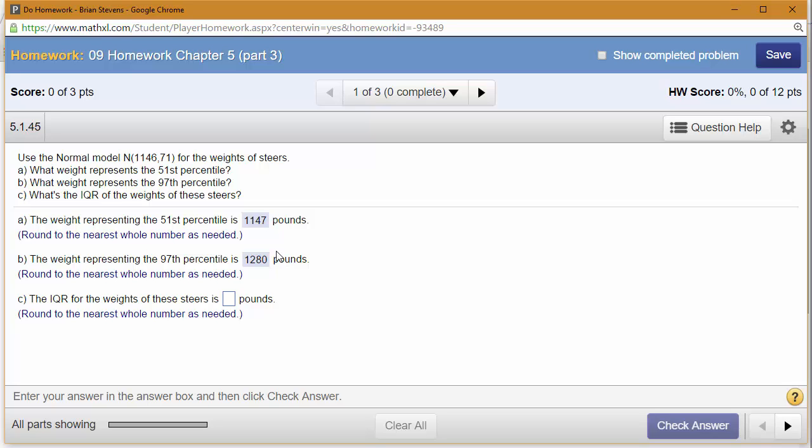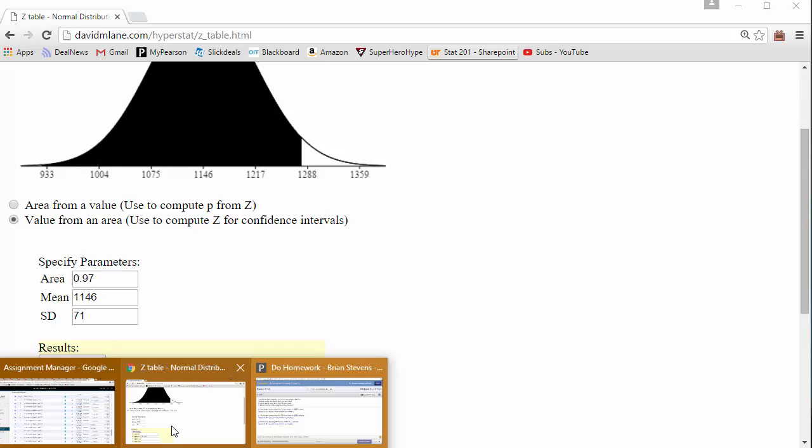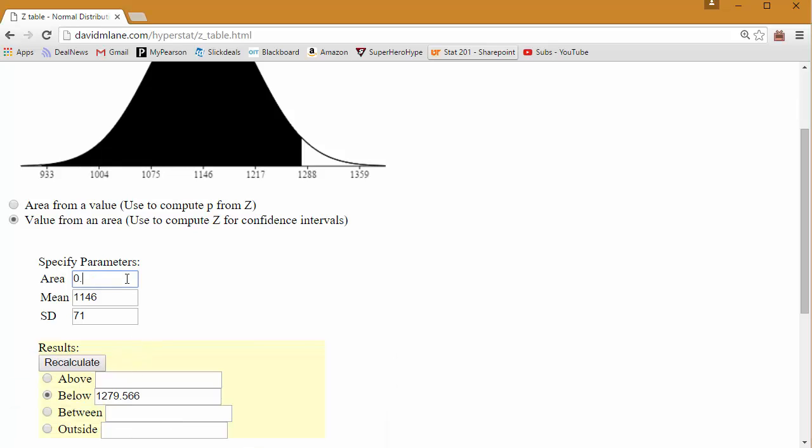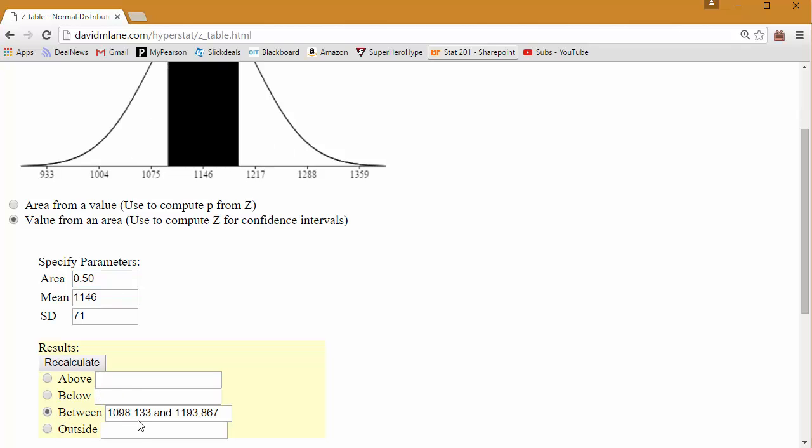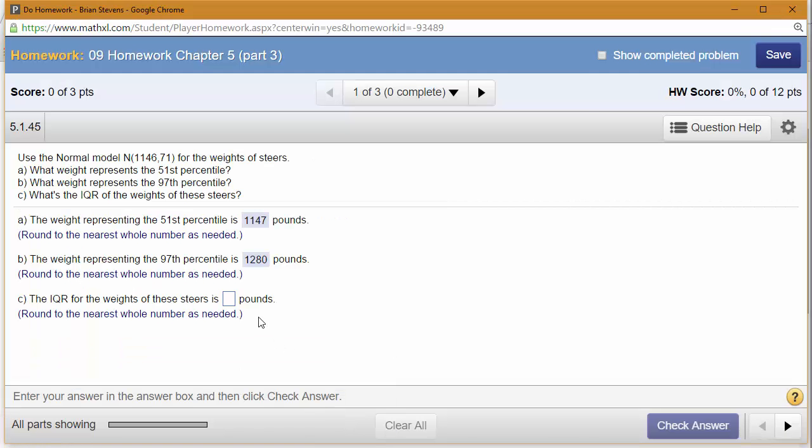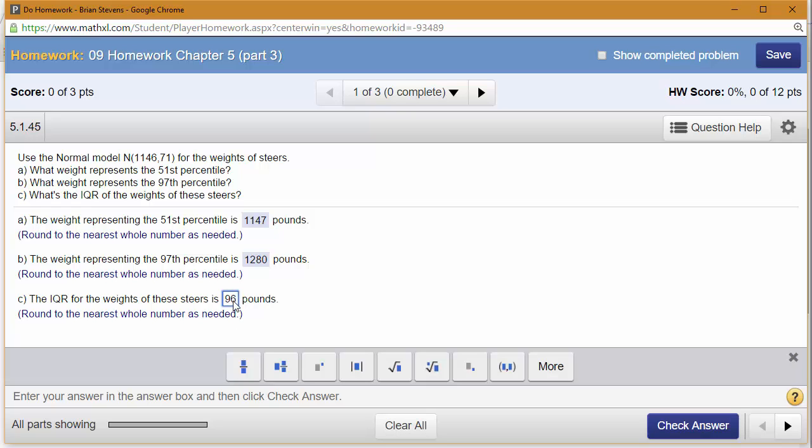What is the IQR? The IQR is the middle 50%. That's what the IQR is. And you can display the IQR on here by showing the middle 50%. All we need to do is type in 50 and do between. Now the IQR goes from 1098 to 1,193, and it looks to have a span of about 96. You can subtract the two numbers, Q3 minus Q1, a little bit of practice there to make sure you've done it correctly. So that is how you practice up and find your IQR. And Q3 minus Q1 would get 96 right here.